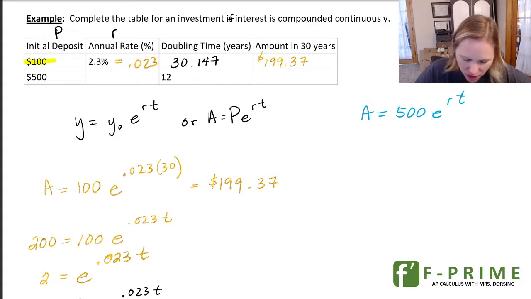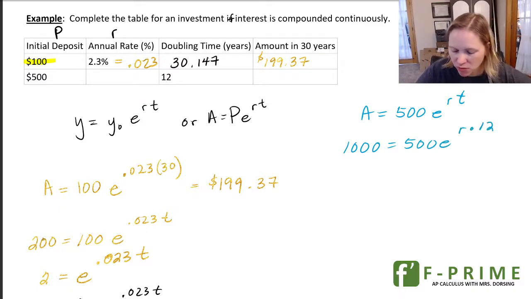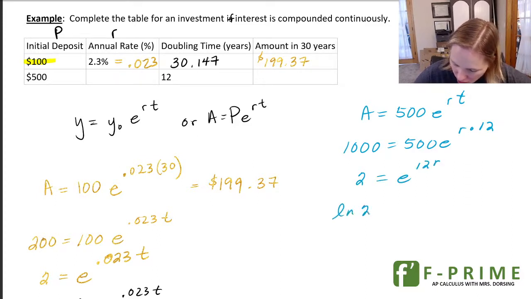Now, if it took 12 years to double, that's giving me enough information to figure out what my interest rate was. Because I know that I had $1,000 at the end of a 12-year period. So I'm going to solve for R in the same way that I solved for T in the previous problem. So I'm going to divide both sides by 500. And then I'm going to take the natural log. And when I do, it's going to cancel the e away. When I do natural log of both sides, I get 12R. So the natural log of 2 divided by 12 gives me the rate.